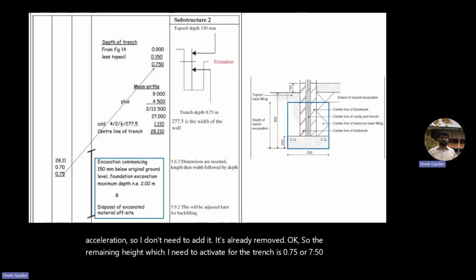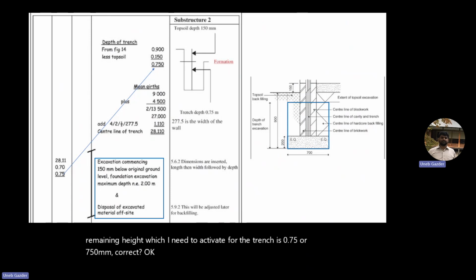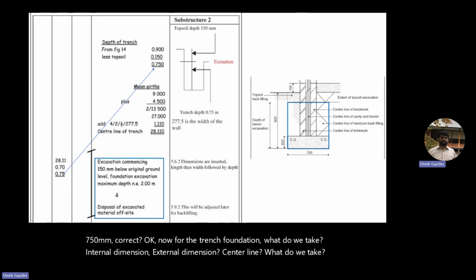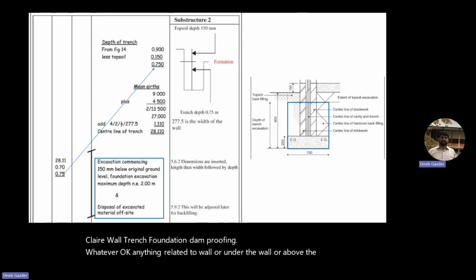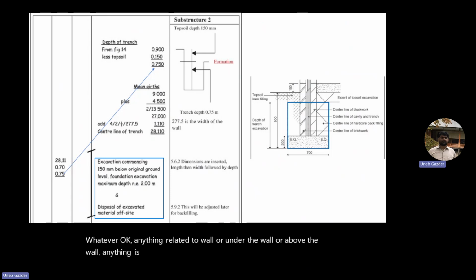Okay. Now, for the trench foundation, what do we take? Internal dimension, external dimension, center line. What do we take? For the trench foundation, for the wall, what do we take? Yes. Center line. Okay, we take center line. Clear? Wall, trench foundation, damp proofing, whatever. Okay, anything related to wall or under the wall or above the wall. If anything is running under, over, or in the wall, this is center line. Got it? Clear? Okay. So we said we will take mean girth. What was girth?